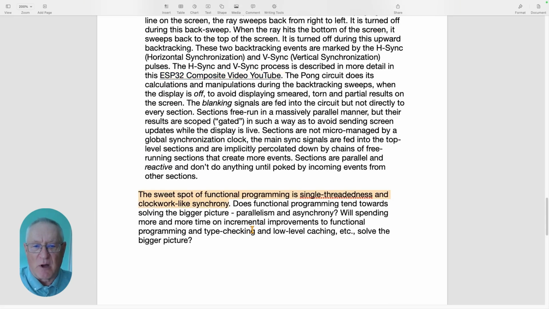The real sweet spot of functional programming is single-threadedness and clockwork-like synchrony. Does functional programming tend towards solving the bigger picture, parallelism and asynchrony? Should we spend more time on making functional programming better and better and better? Or should we look at different ways of doing parallelism and asynchrony?